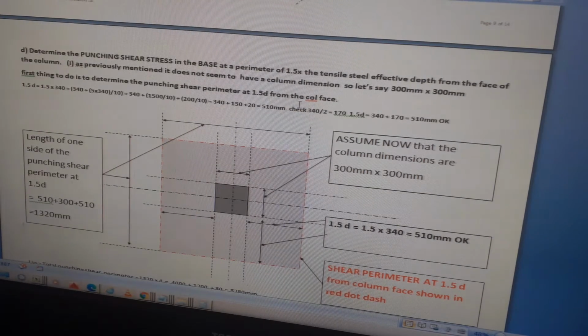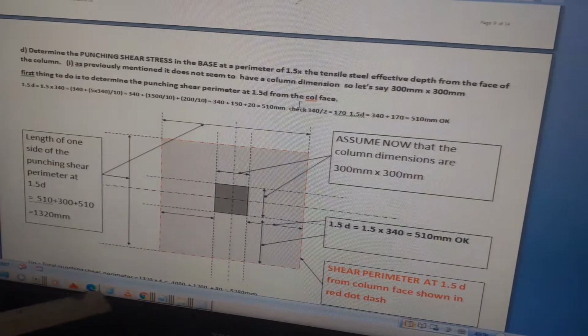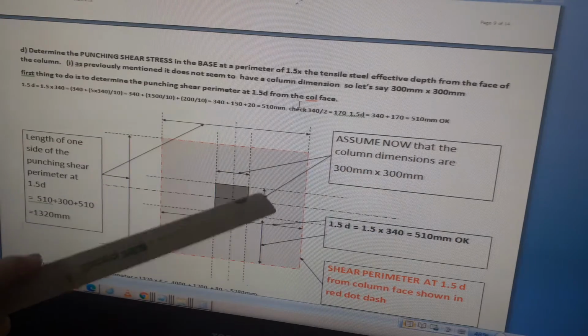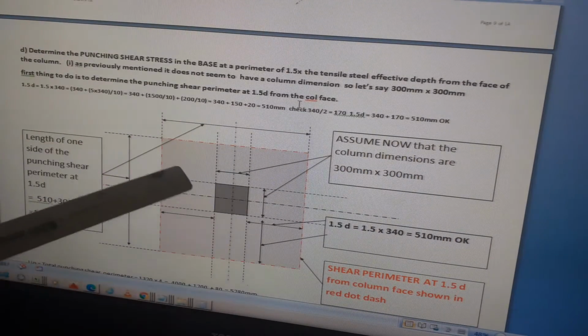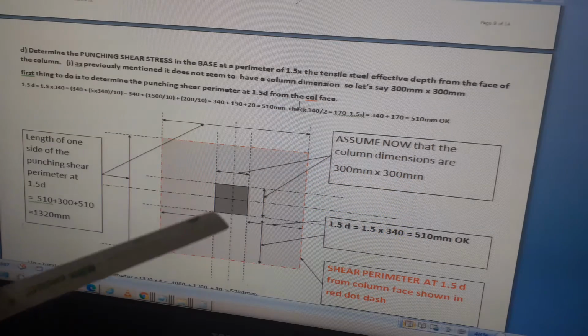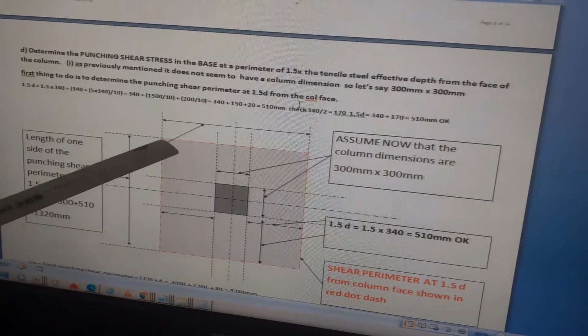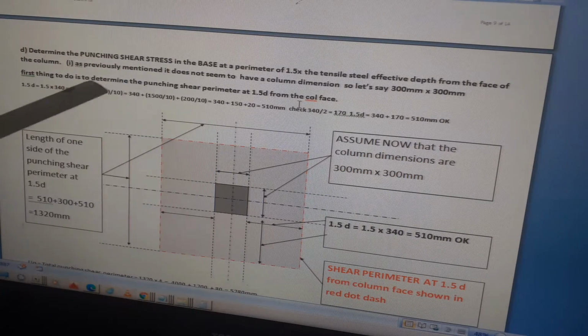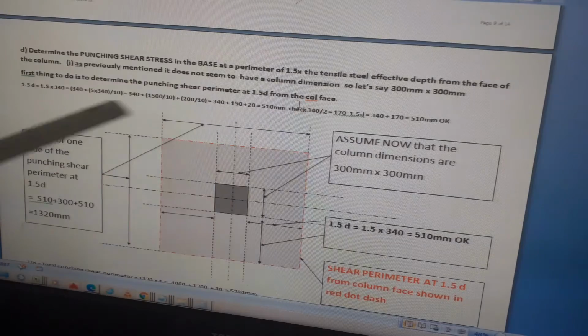It's a little bit dark. I really need the flash on, but it's going to reflect off the screen. So the first thing to do is the base. This isn't drawn to scale, but let's say the base is this big. Here's the column in the darker. Say 300 by 300, and it says determine the punching shear at a distance of 1.5 times D around the perimeter of the column. So first thing to do is to determine the punching shear at 1.5D from the face.